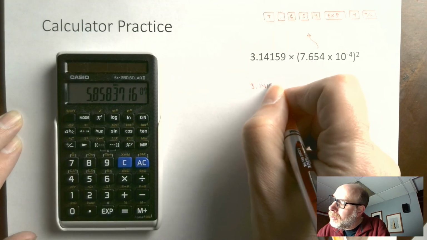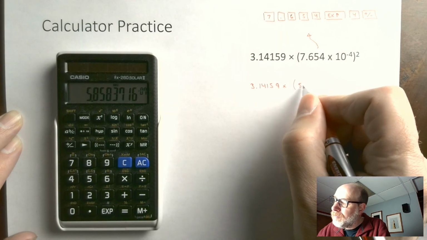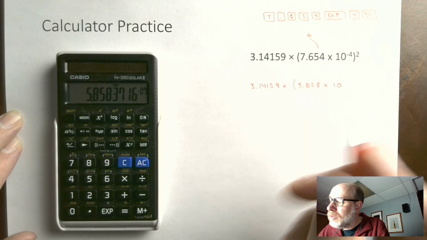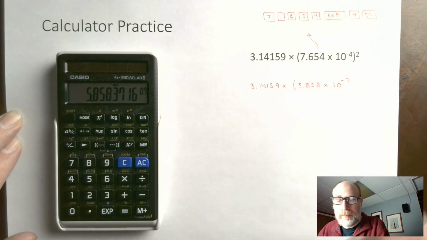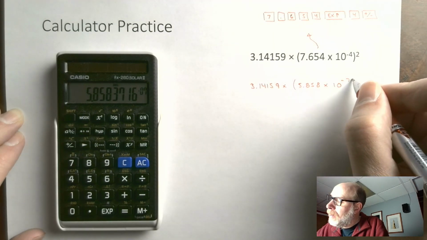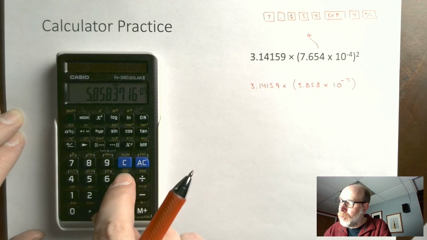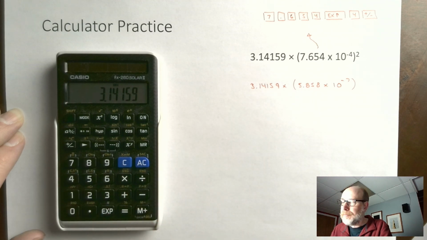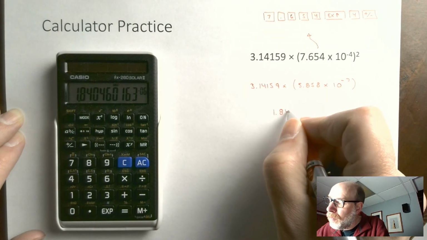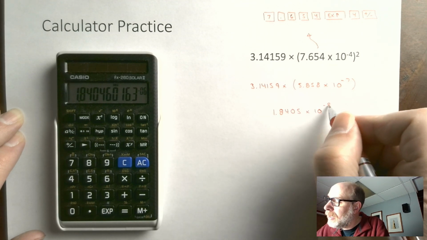Remember, write down steps. So 5.858 times 10 to the minus 7th. All right, and now we want to multiply that by 3.14159. So I multiply that, and I end up with 1.8405 times 10 to the minus 8th power.